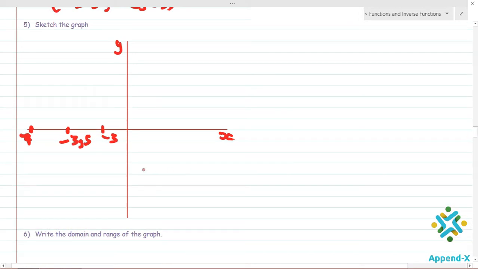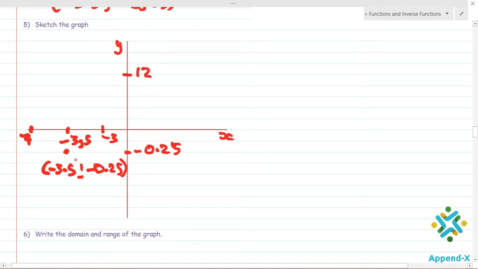Now the turning point is given by negative 3,5 and negative 0,25. So if we let this be negative 0,25 or negative 1 over 4, this becomes our turning point, and its coordinates are negative 3,5 and negative 0,25. Now the y-intercept occurs at 12 on the y-axis, so we just indicate this is 12.